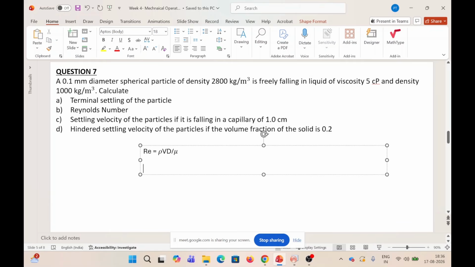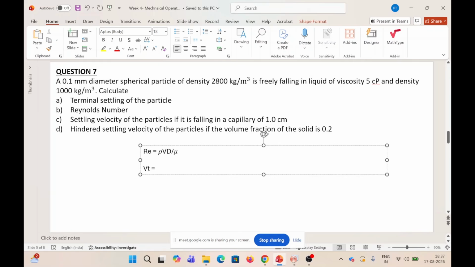Okay, so here the thing is velocity is not given. So first you need to calculate the terminal velocity of the particle assuming Stokes law is valid. Once you calculate the terminal velocity, you need to find the Reynolds number. If that value of the Reynolds number remains valid for the Stokes law regime, then we can say that the terminal velocity that we have obtained is correct. So here first let's calculate the terminal velocity.